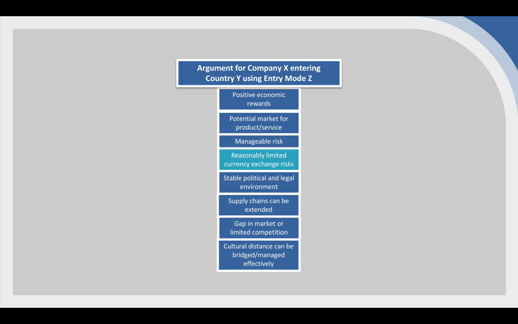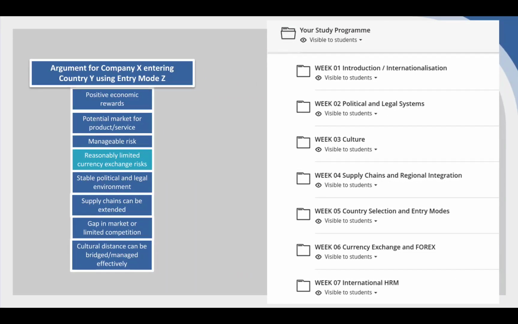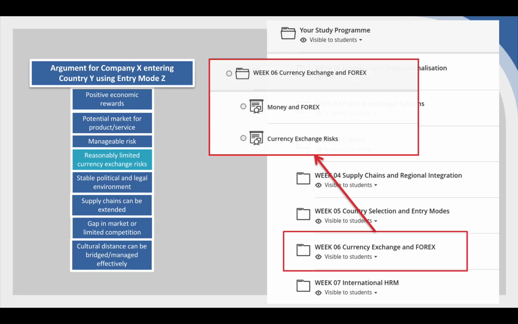So let's say this is part of your argument, that the two countries that you're using, your home market and your recommendation, have a stable currency exchange rate. Therefore, the exchange risk is minimal. What we want to do here is go through the unit material and find some relevant models or concepts that can help us. And you will find there are quite a few.